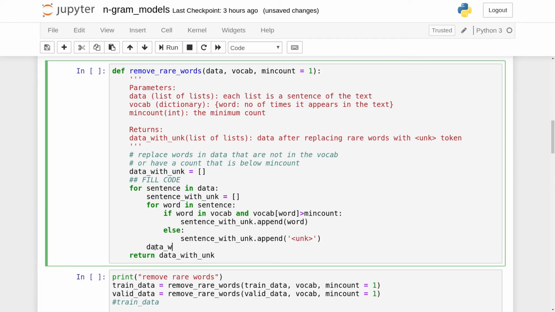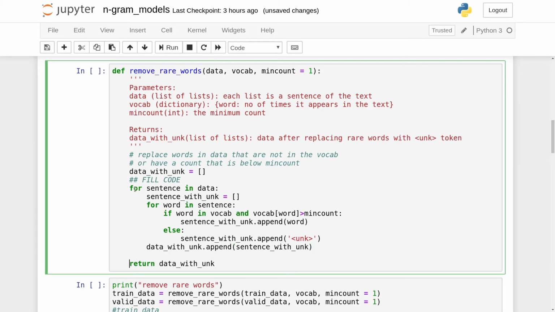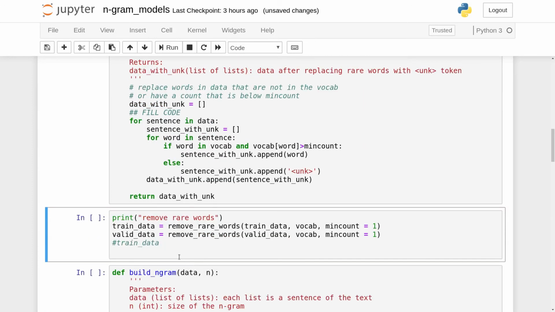So data with unknown dot append sentence with unknown. Okay, so we'll do a for loop for all the sentences in our data. We'll create the new sentence, and then we'll do a for loop for all the words in the sentence, and then we're going to append the word if it has a count that's larger than the min count. Else we're going to append the unknown token, and then we're going to append this sentence to the data with unknown list.